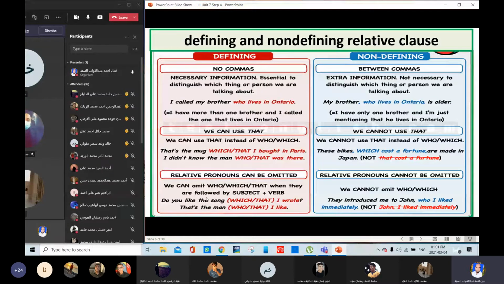What about the non-defining clause? Non-defining clauses must come between commas. لازم تكون بين كوما. Because they give extra information, not necessary to distinguish which thing or person we are talking about. يبقى هنا دي معلومة زيادة. زي ما سموها بيقول لك جملة اعتراضية في العربي. يعني ممكن تحذفها. My brother is older. It means I have only one brother.